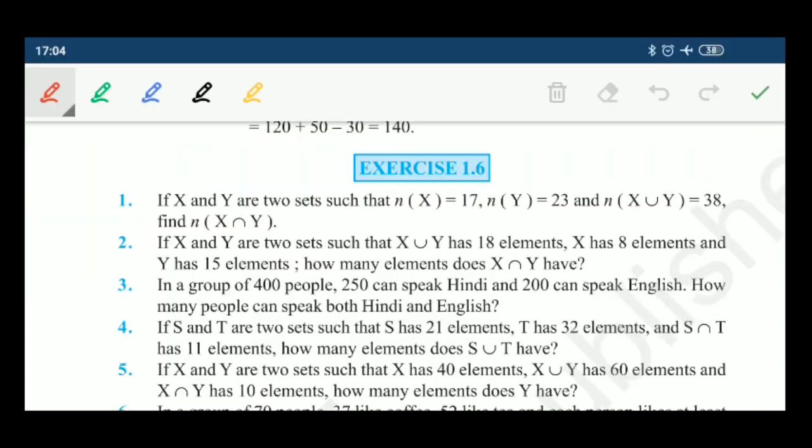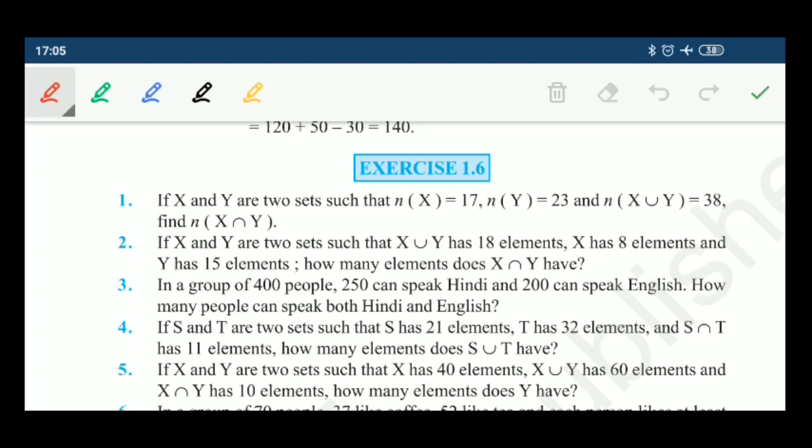So we will use all three of these results in the last exercise. See the very first question of 1.c. If x and y are two sets such that the number of elements of x is 17 and the number of elements of y is 23, and the number of elements of the union of x and y is 38, find the number of elements in the intersection of x and y.